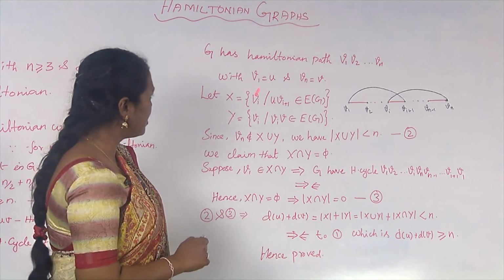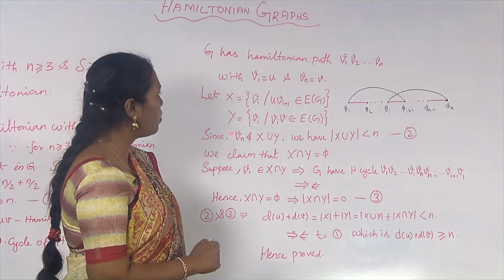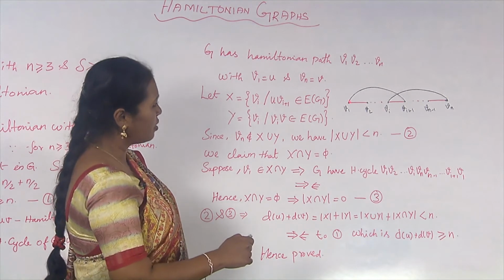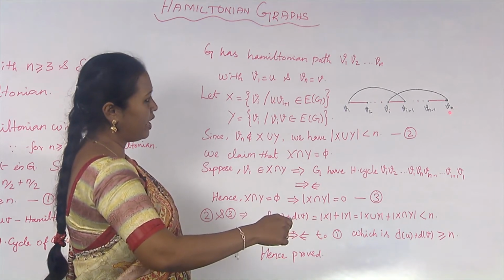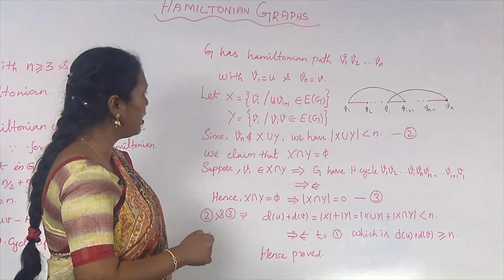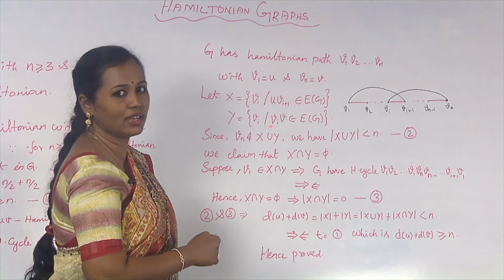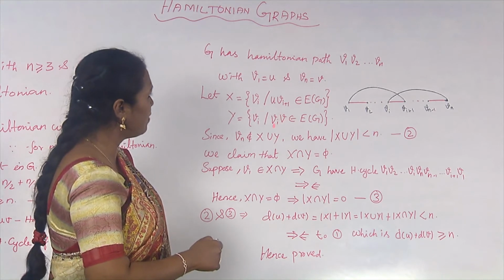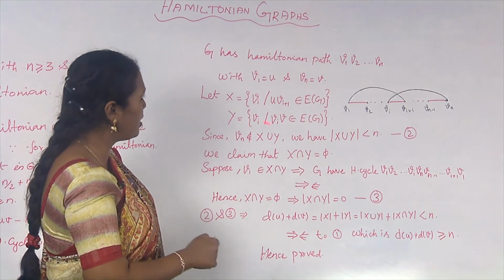Now, let X be the set of vertices Vi such that U Vi plus 1 belongs to the edge set of G, and Y be the set of all vertices Vi such that Vi V belongs to the edge set of G. Remember, this is the Hamiltonian path that we are thinking of: V1 to Vn, where V1 is U and Vn is V, and you are creating two different sets X and Y. Suppose U and V2 are adjacent, then you put in V1. That is the condition we are using here. And if Vn minus 1 is adjacent to V, then Vn minus 1 enters Y. So, X and Y have been defined in this manner.